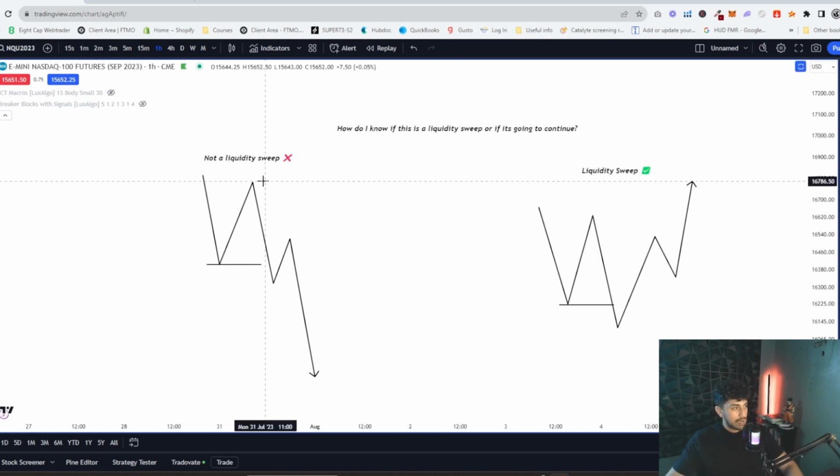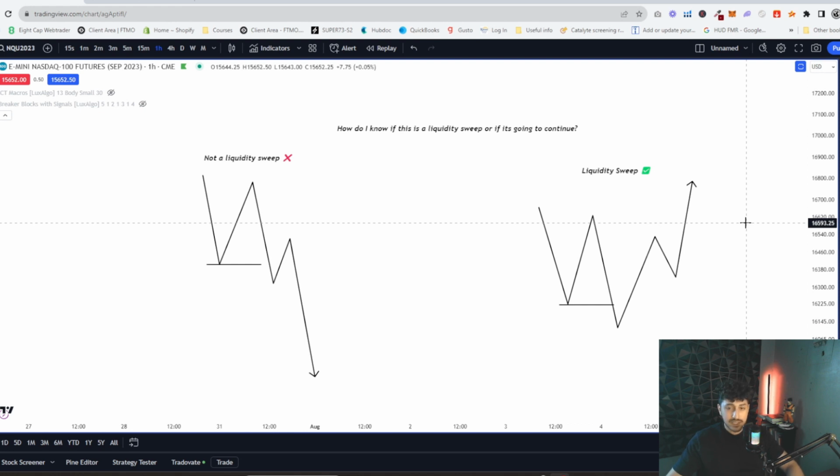All right, guys. So right here, I have two examples, right? I have a not-a-liquidity-sweep example and another example of an actual liquidity sweep. Now, I know most people who watch my channel and my videos most likely know what a liquidity sweep is, so I'm not going to waste your time with that. It's simply a sweep of buy side or sell side liquidity and then a reversal.